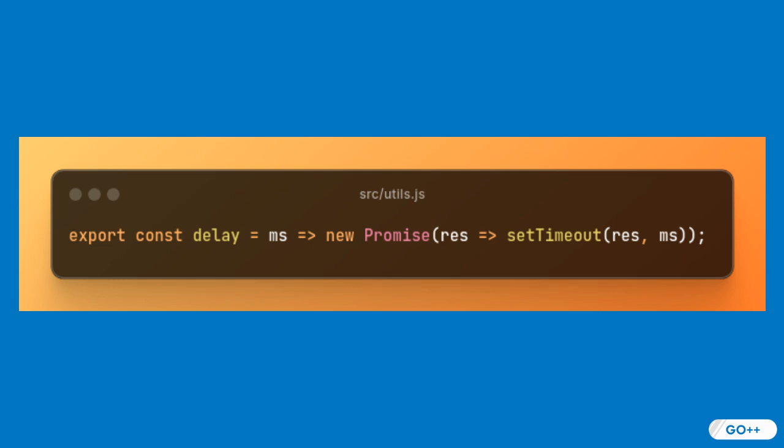This utility file provides a reusable delay function using an arrow function and promises. Such utilities are often used for testing or throttling asynchronous operations in list processing pipelines.